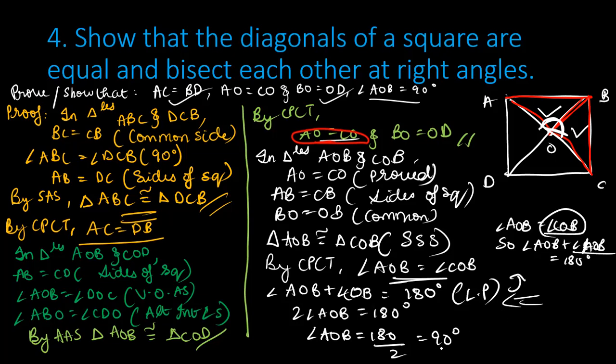When you divide and check. So therefore, angle AOB is equal to 90 degrees. So we proved the third part of the question also. So this is how we do the fourth question of exercise 8.1. I hope you guys understood it.